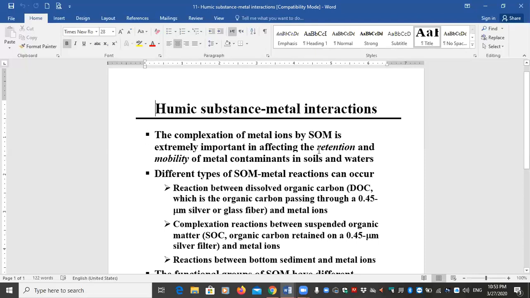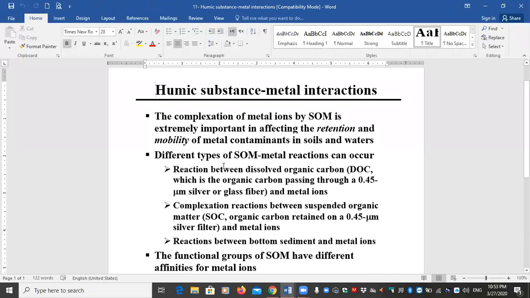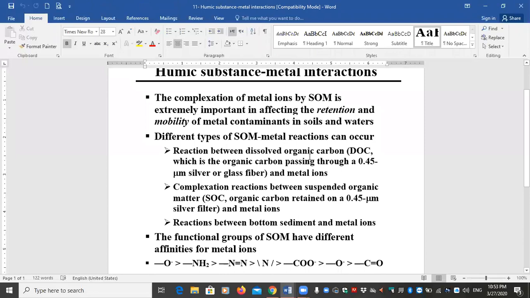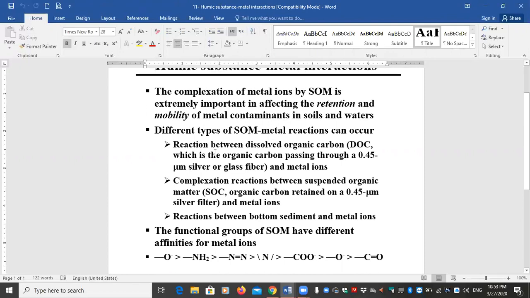Retention, from the verb retain, R-E-T-A-I-N, retain. Retention is the noun from retain, which means holding them back in the soil, keeping them in the soil, not allowing them to be mobile and leach. Different types of soil organic matter reactions can occur. So we can have different types of these reactions between soil organic matter and metals.